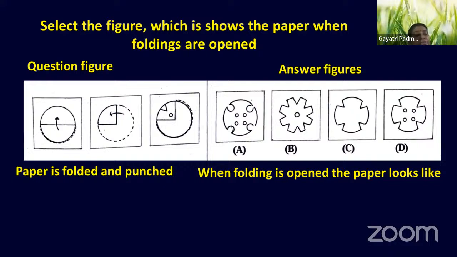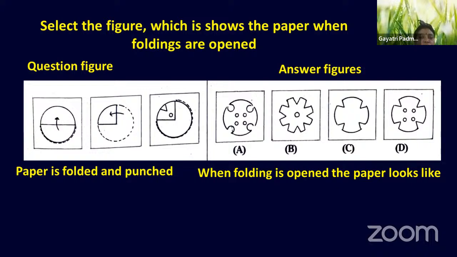The circle is being folded into a semicircle, and again it is being refolded. That is 1/4. A small punching is being done and a small cutting is also done, like how it is shown in option 3. When the paper is opened, when the folding is open, then the paper looks like dash.